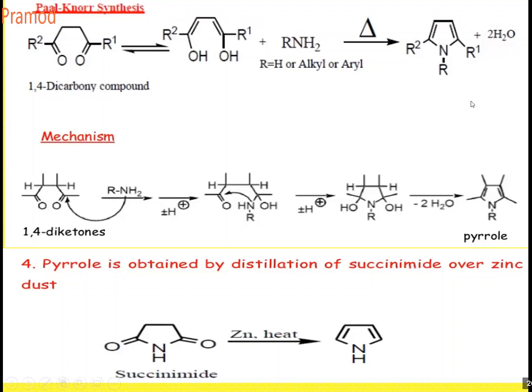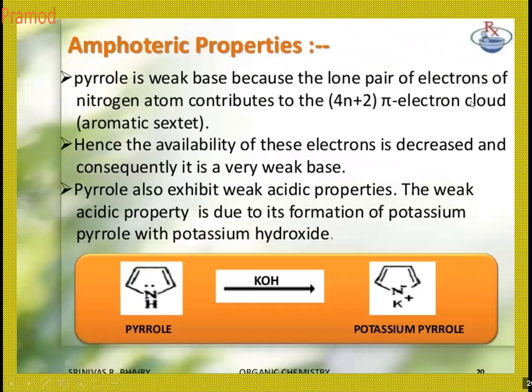This is the fourth method for the synthesis of pyrrole. So these are the methods. Now let us go for the physical and chemical properties of pyrrole. It is said that pyrrole is amphoteric in nature.